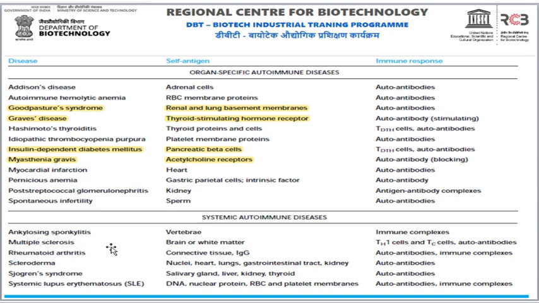In multiple sclerosis, the self-antigen will be present in your brain, that is the white matter of the brain. In rheumatoid arthritis, the self-antigen is your IgG antibody, and sometimes the self-antigen will be present in the connective tissue. Next, in Sjögren's syndrome, the self-antigen will be present in the liver, kidney, thyroid, and sometimes in the salivary gland. In systemic lupus erythematosus, the self-antigen might be your DNA, nuclear protein, RBC membrane, or platelet membrane. So this is also a very important topic.